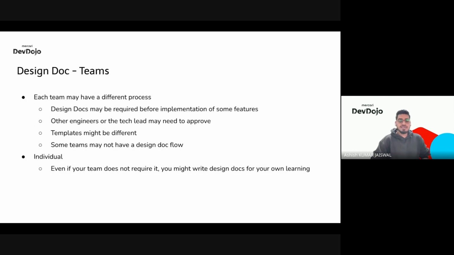The design doc needs to be approved either by the tech lead of the team, or, if the feature impacts some other domains, in those cases we also need to get the review and approval from the cross teams. The templates and the process might be different for each team. Even if your team does not require a design doc, you can write one for yourself for your learning purpose whenever you want.